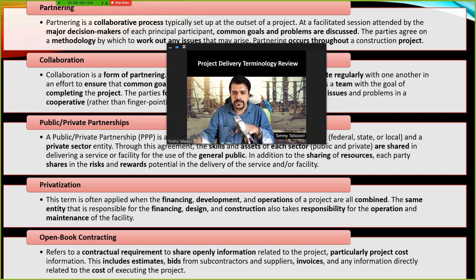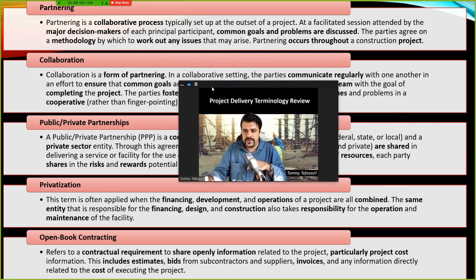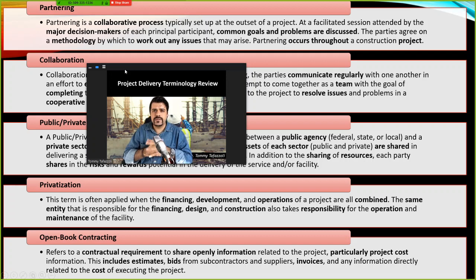All right, so here we have a bunch of concepts. Let's start with partnering. Partnering is a collaborative process in which all the team players sit down together and define the common goals and problems of the project. This is similar to conceptualizing, but in partnering, the rewards and the risks are discussed collaboratively.